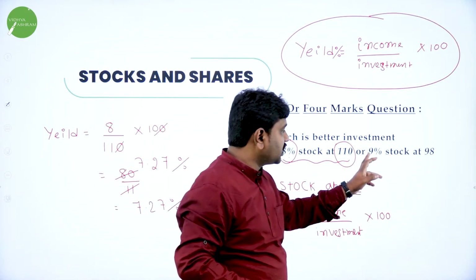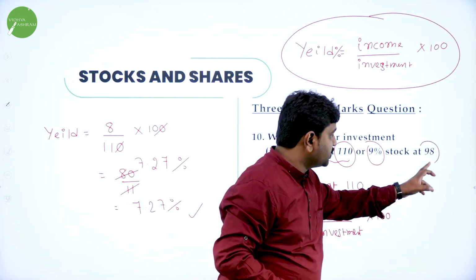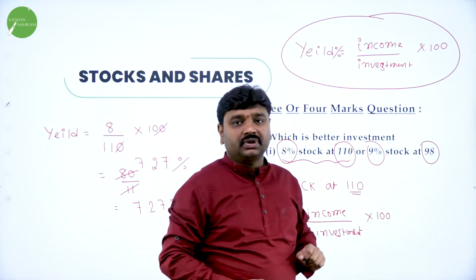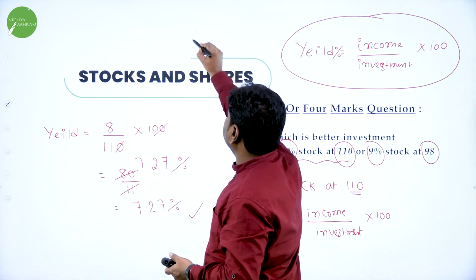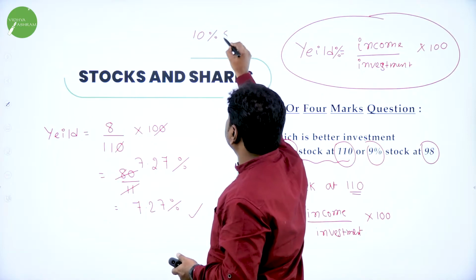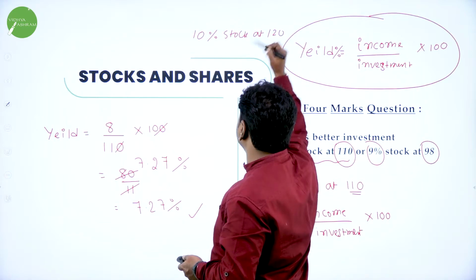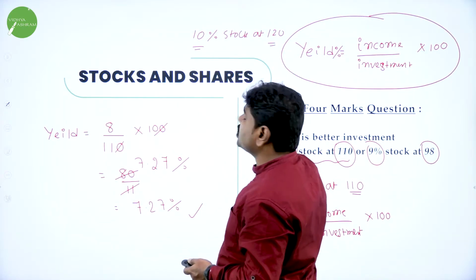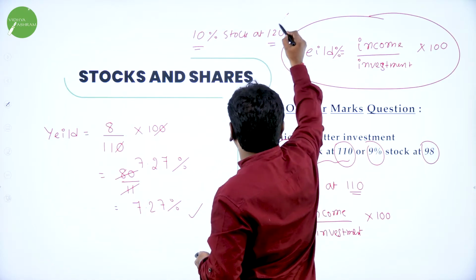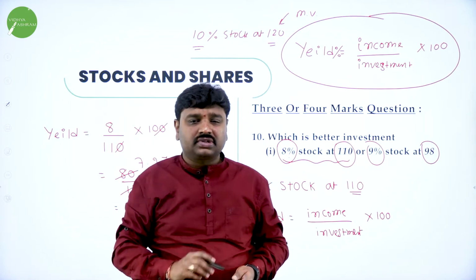So 9% stock means this is your income, at 98 means this is your investment. Now my question to you: 10% stock at 120 means what? Income is 10 and investment is 120, and investment is also called as what? Market value. I hope all of you understood this.